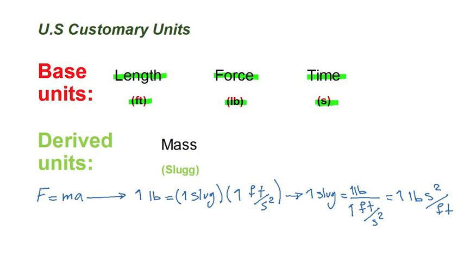And we can show it like this. A mass of 1 slug will have acceleration of 1 foot per second squared under the force of 1 pound.